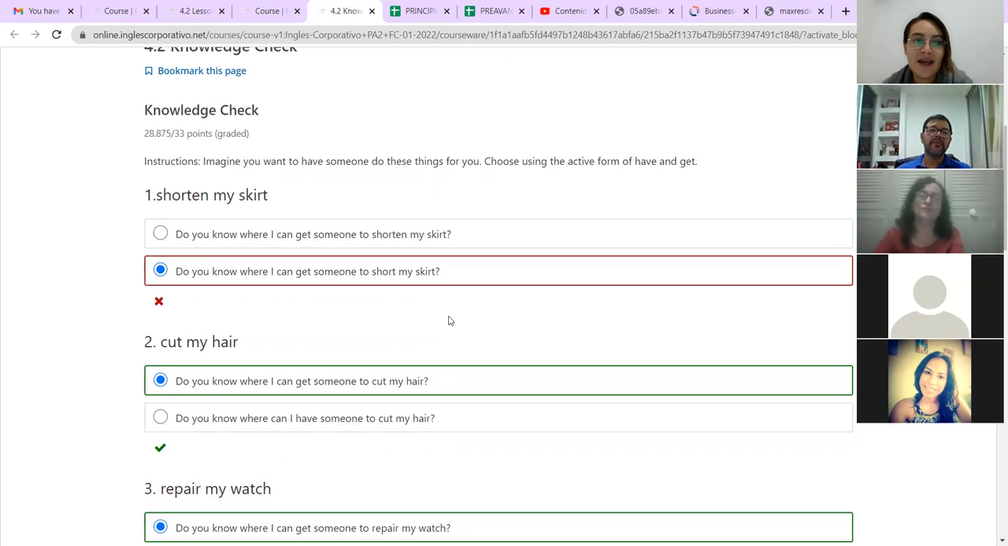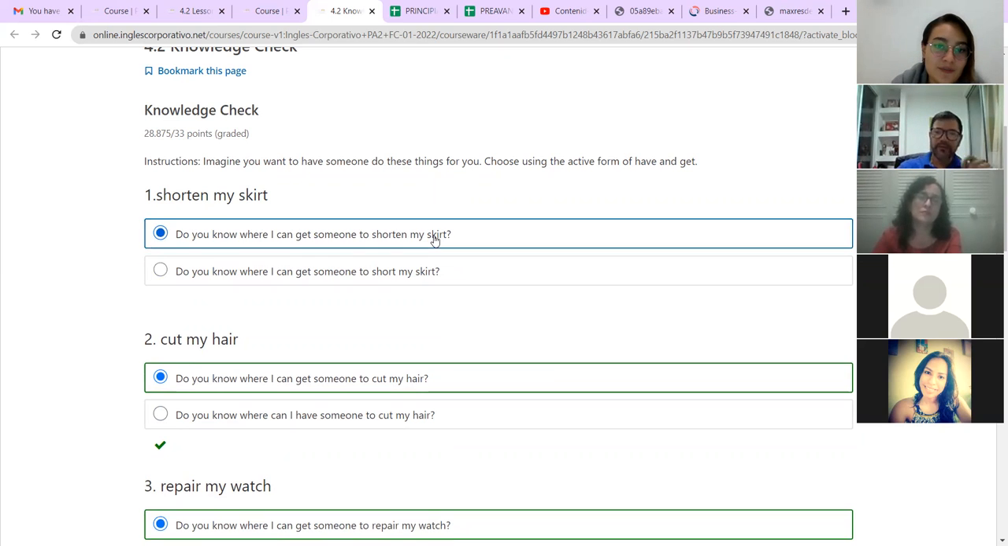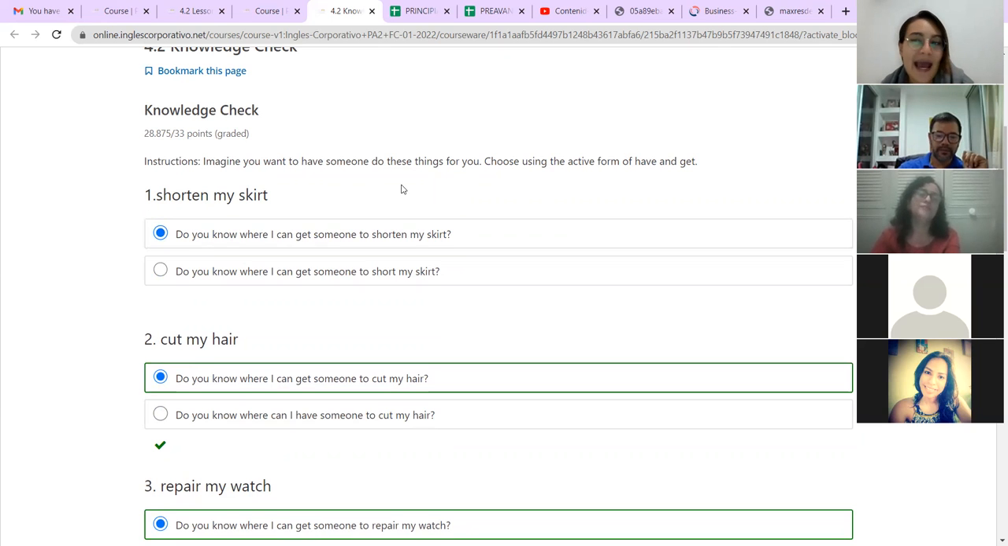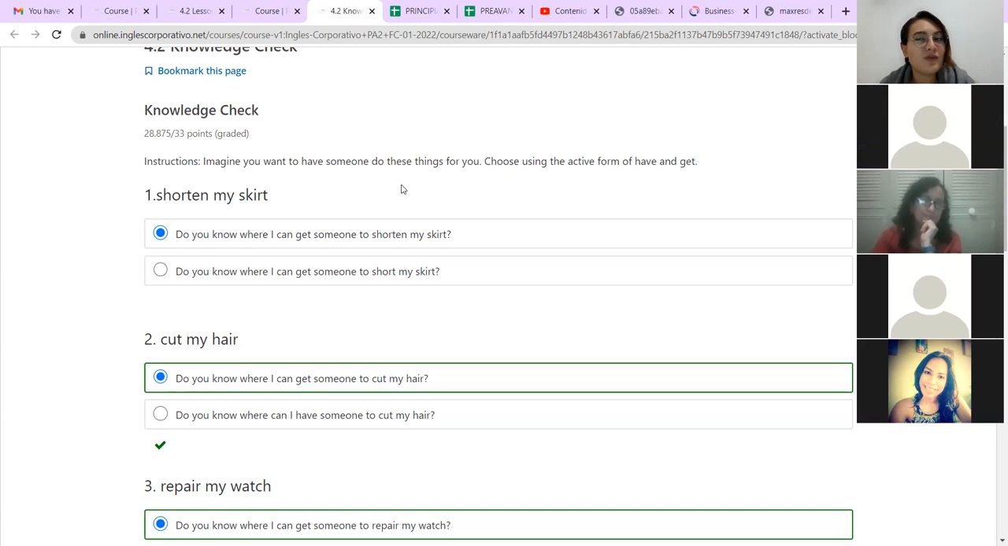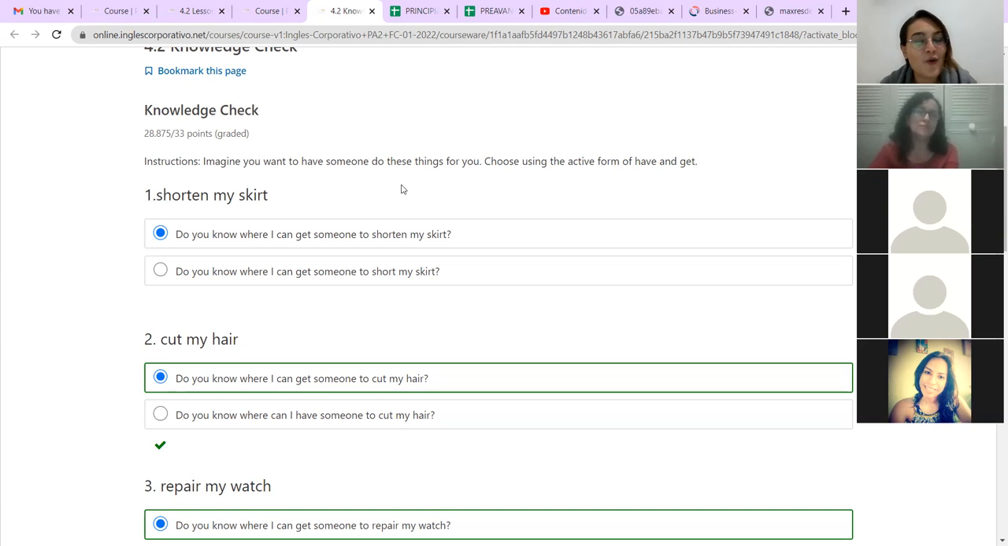Porque we cannot say that I want to get someone to short my skirt. Because short, it's an adjective, right? It's not an action. So do you know where I can get someone to shorten my skirt, right? We are not actually using the passive voice. Esto no es el passive voice, porque si no, ¿cómo diríamos? Does someone know how we would use the passive voice with this one?